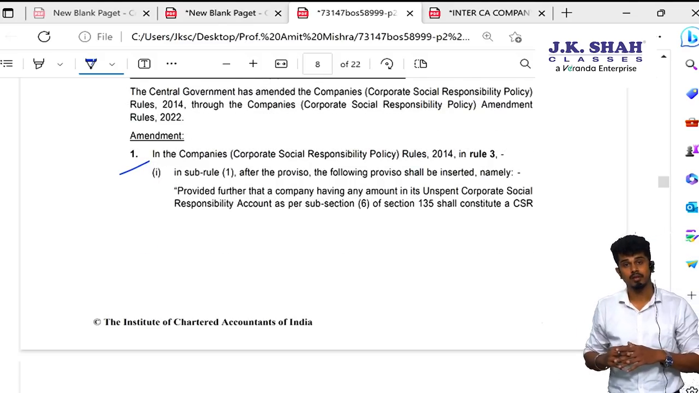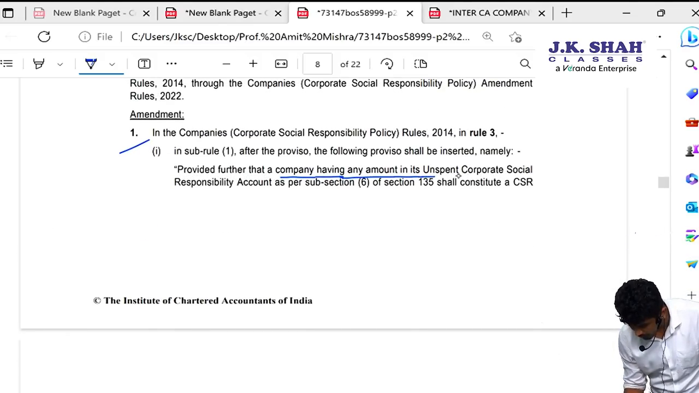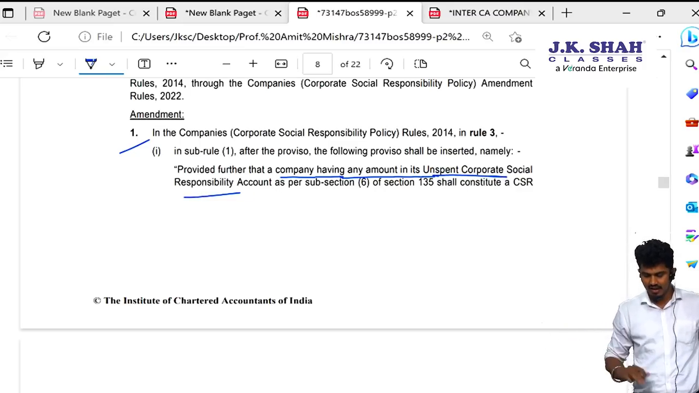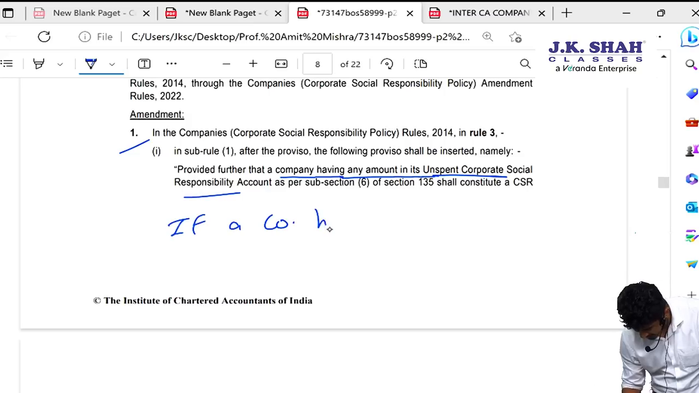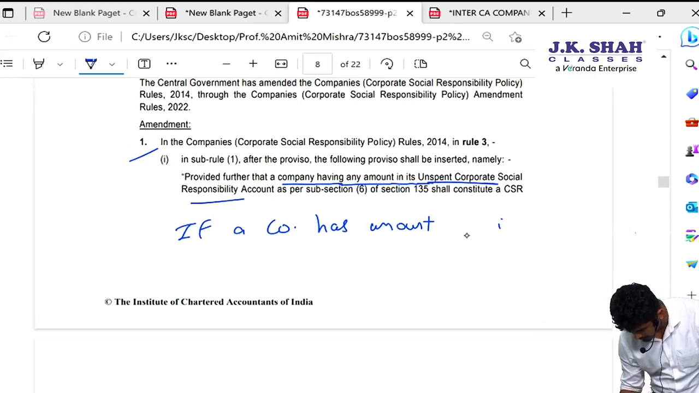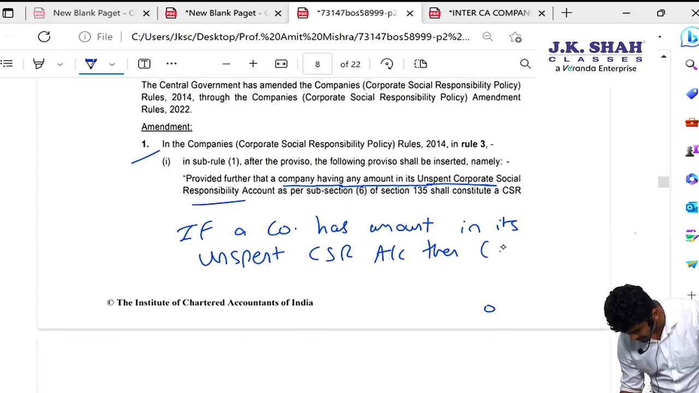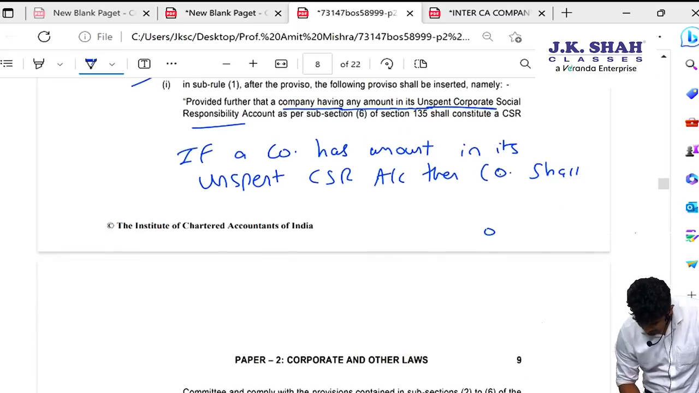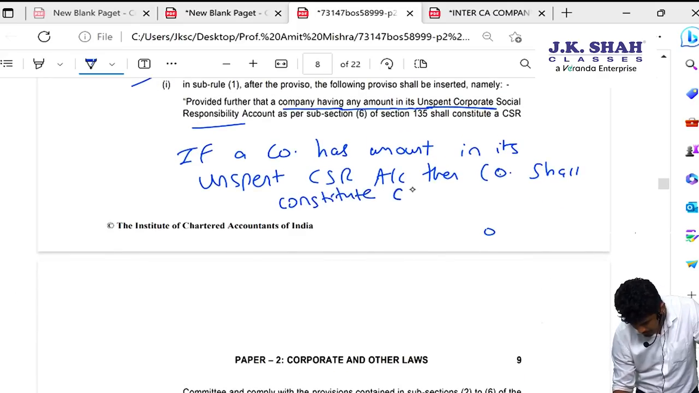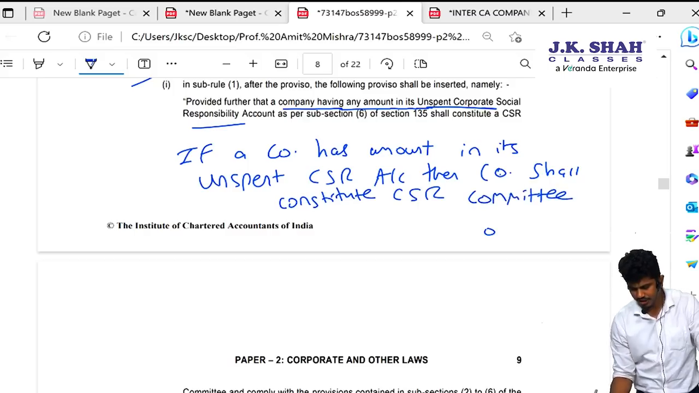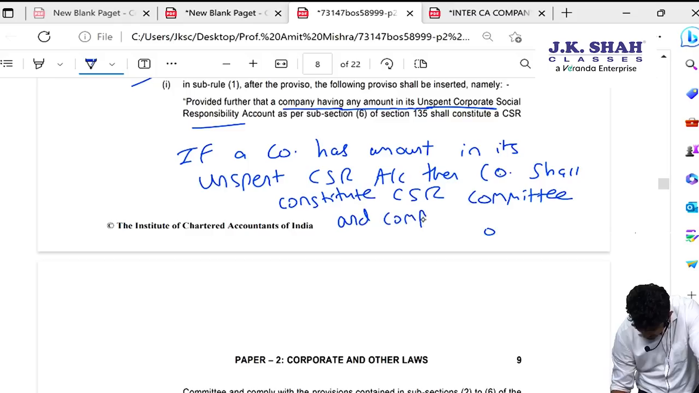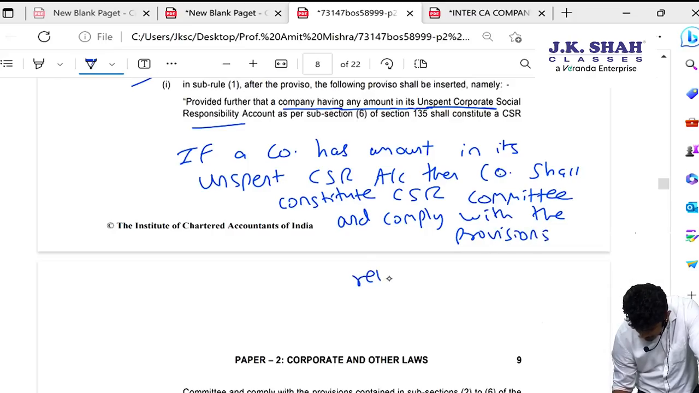One more amendment relating to CSR. Now, they say that if a company has any amount in its unspent CSR account, then the company shall constitute a CSR committee and comply with the provisions relating to CSR expenditure.